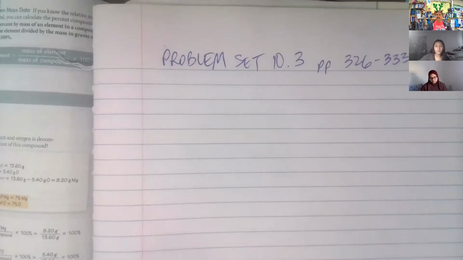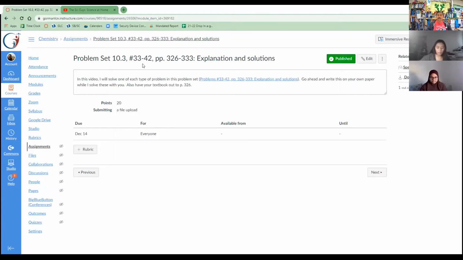So let's get out of screen share and go back and look at Canvas. Let's see, it is page 326, problems 33 to 42. Those are the numbers of the problems. So we're going to do some of the samples and then some of the problems as well. Let's go ahead and get started, and we'll start by switching back to the document camera.